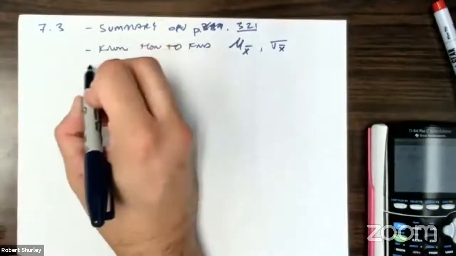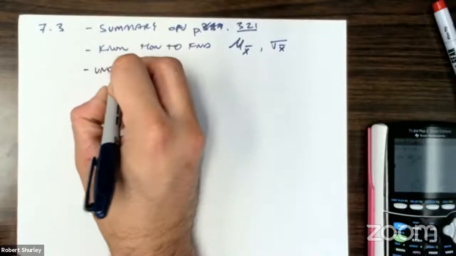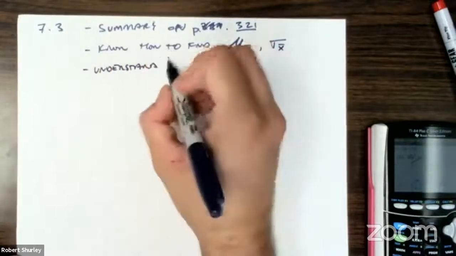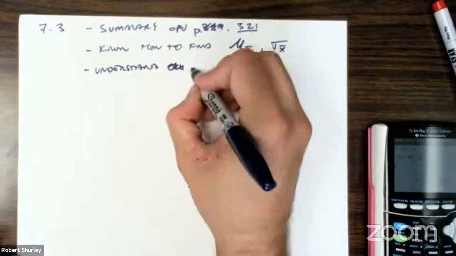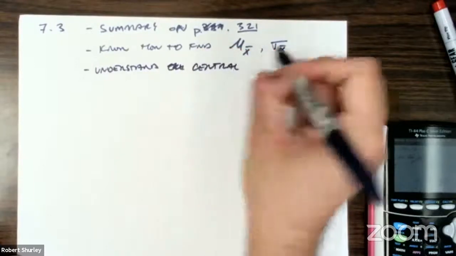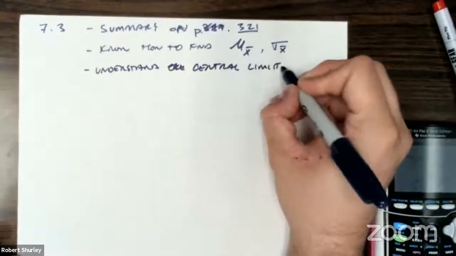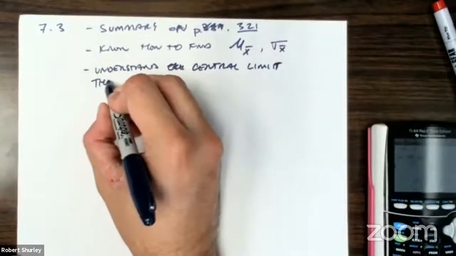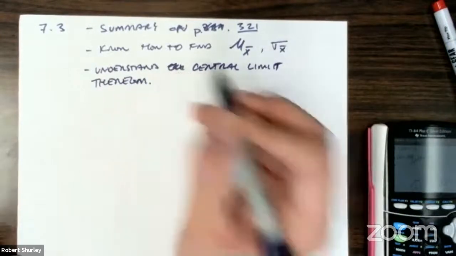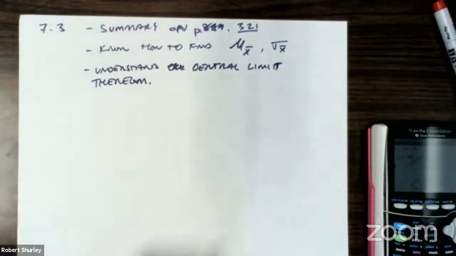And then understand the central limit theorem. That's going to be an open-ended question, right? So look, if we know that our sample's big enough, we know that the average has an approximately normal distribution.